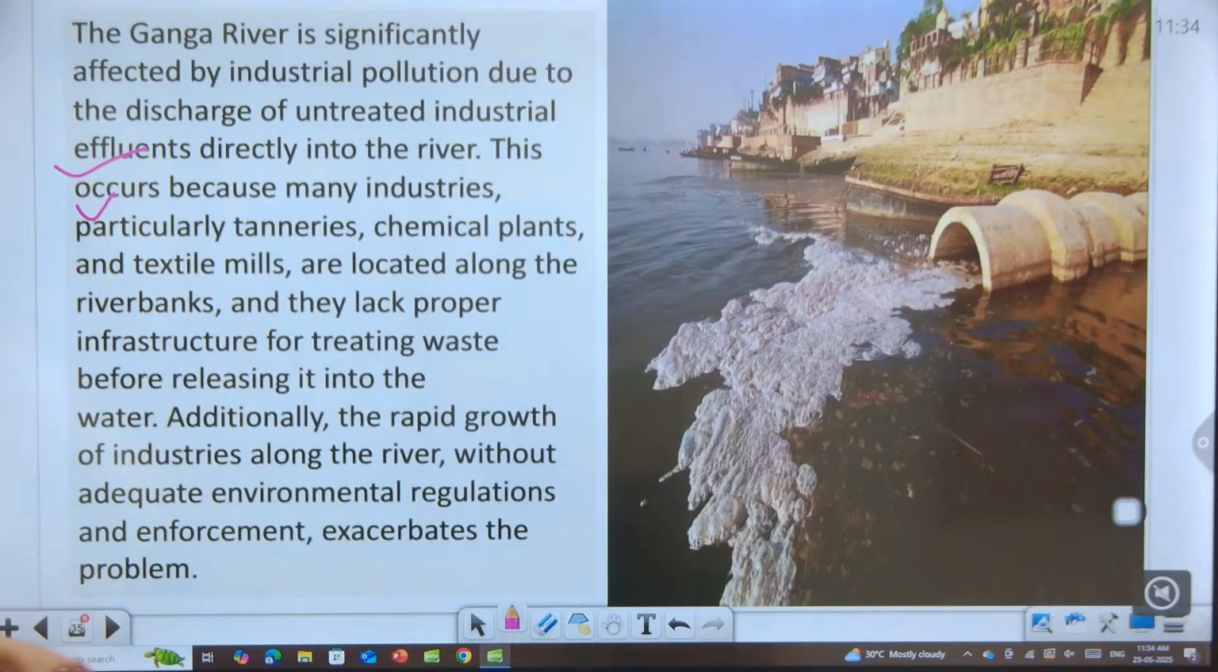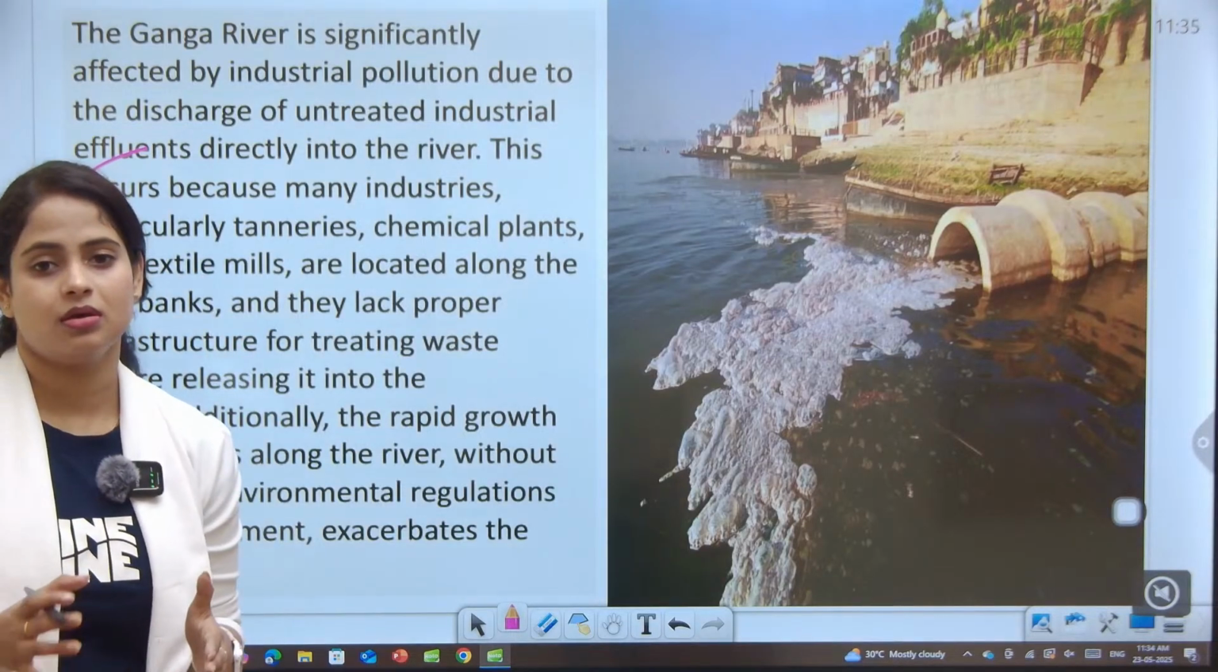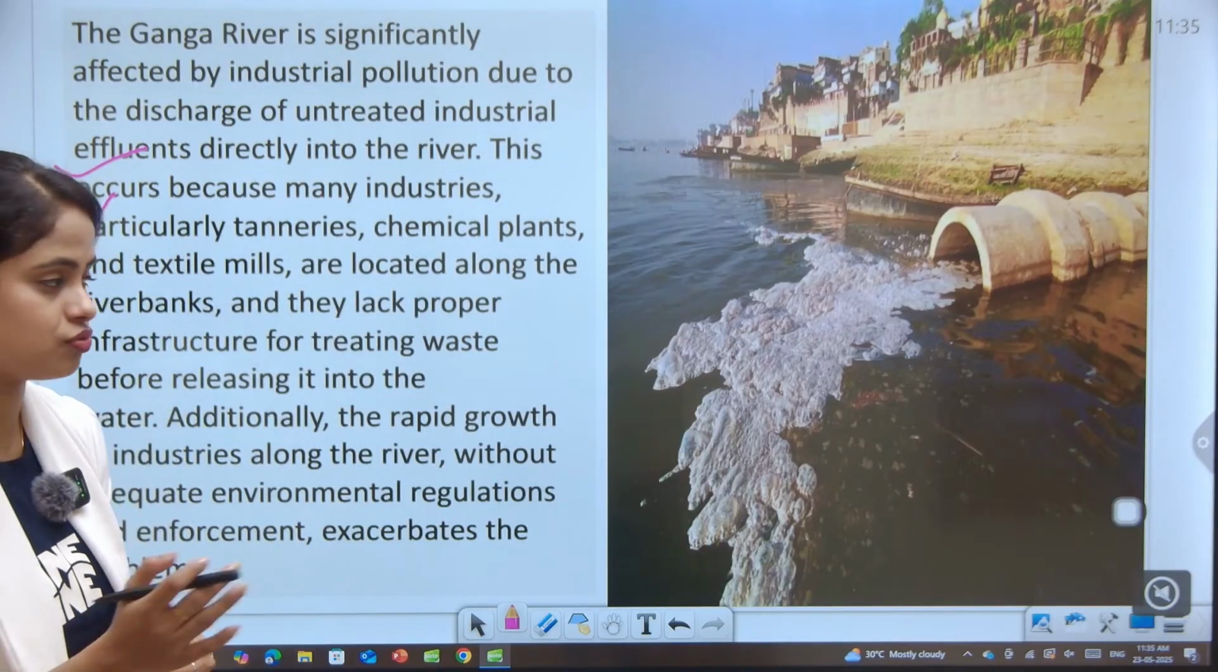You just have a look here. Okay, the Namami Gange program is an initiative through the Government of India to clean the river.